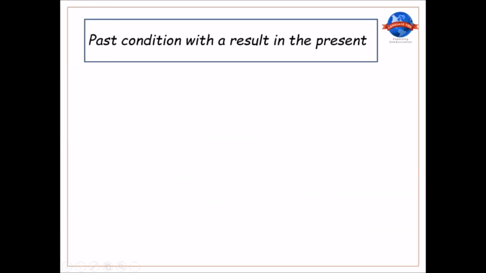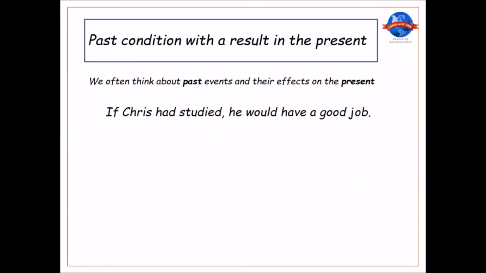We can also have a variation of the conditional 3 in which we have a past condition with a result in the present, and in this case, we often think about past events and their effects on the present. For example, if Chris had studied, he would have a good job.